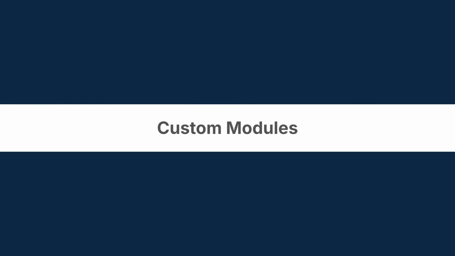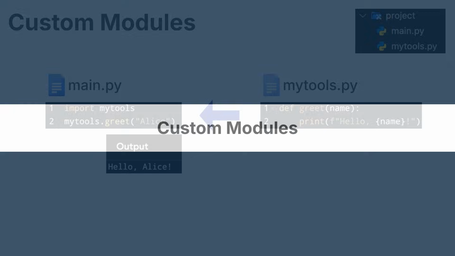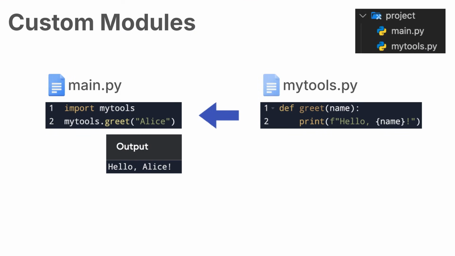Custom modules. Up to now, we've been using Python's built-in and third-party modules, but you can also make your own. These are called custom modules. On the right, I've created a file called mytools.py. Inside it, I wrote a simple function named greet that prints a hello message. This is my module, my own toolbox.